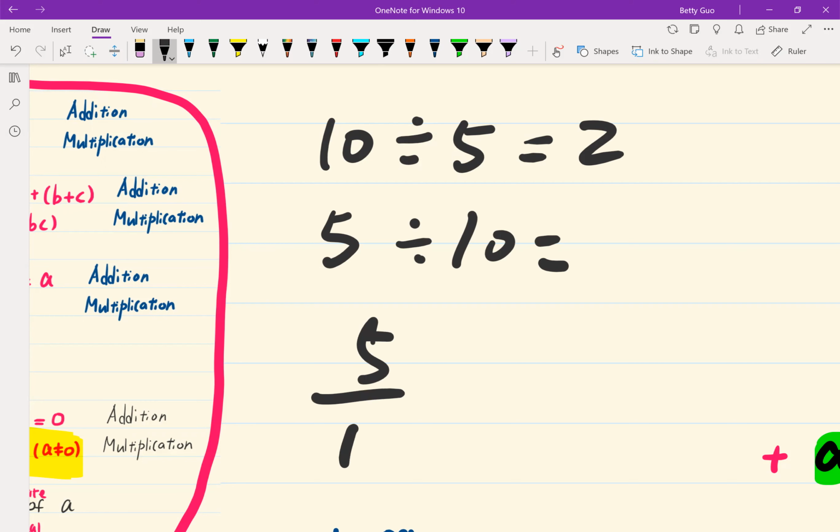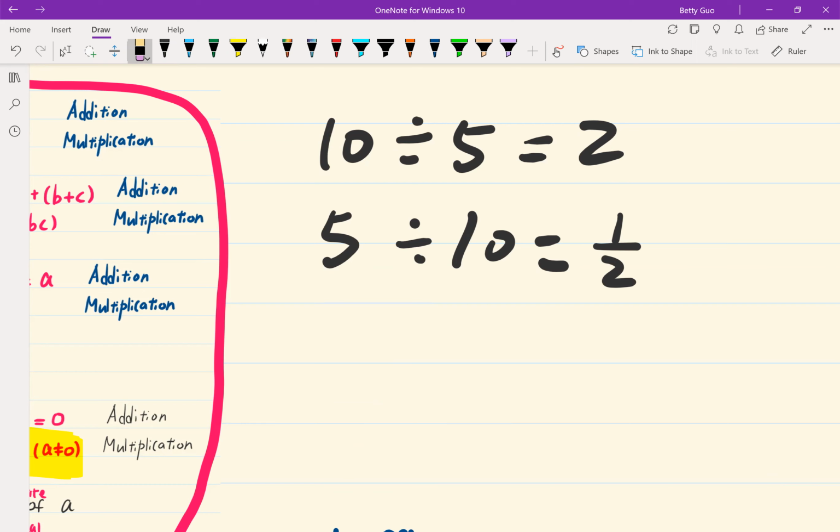5 divided by 10 is 5 over 10. If we know how to convert the fraction bar to division, then the opposite is also true. How do we convert the division as a quotient? Dividend on the top, divisor on the bottom. What is 5 over 10? Yeah, 5 out of 10 is half, right? Of course, they are different, right?